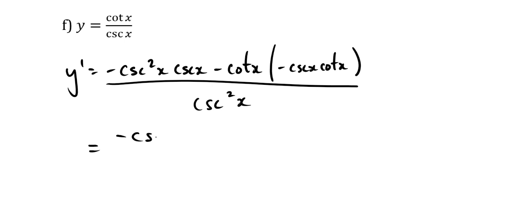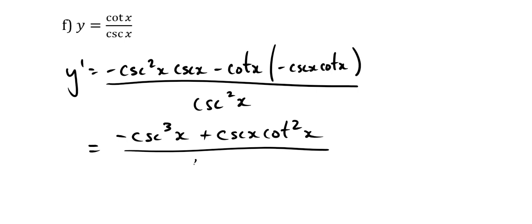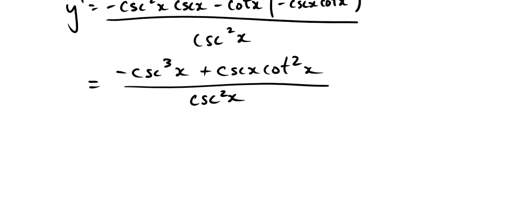So negative cosecant cubed x minus, no, plus, so I could flip those around, but I don't have to. Cosecant x cotangent squared x over cosecant squared x. And if you want to just watch, I can get rid of some of the cosecants because I can factor it out of the top, and I got one with the bottom. And I'm going to flip things around a little bit here, so I'm going to get the cotangent squared x over here.